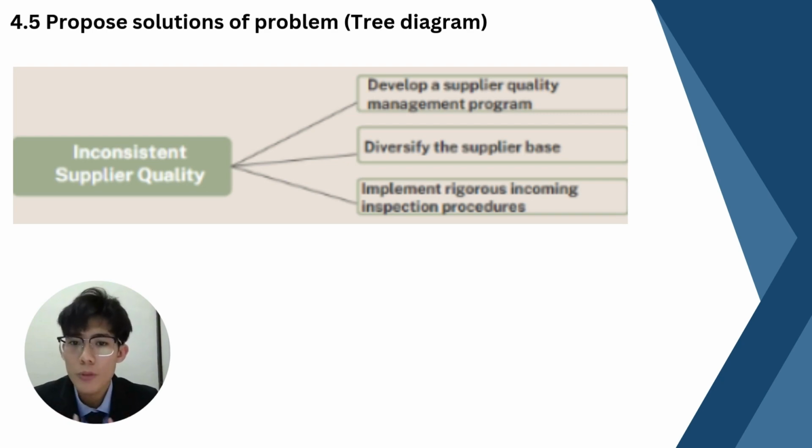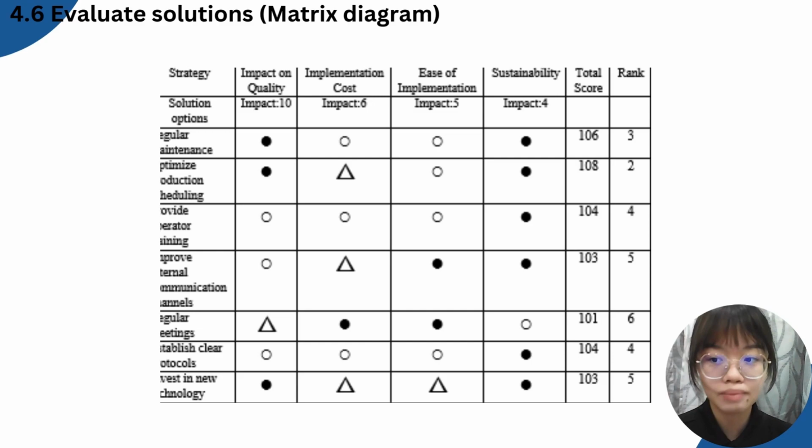Next, we also recommend to implement rigorous incoming inspection procedures, thorough checks of all incoming materials. For example, a dedicated inspection team performing visual and material testing before production can efficiently increase the quality of our products. Next, I will be discussing the matrix diagram we used to select the best strategy of Process Corporation.